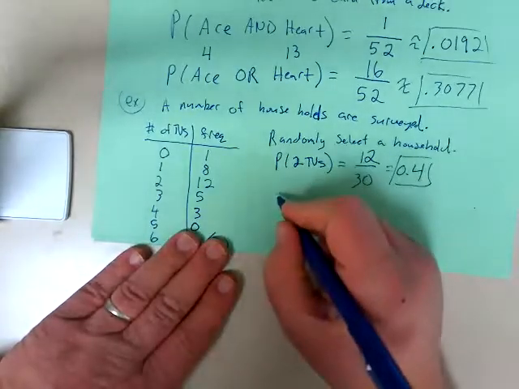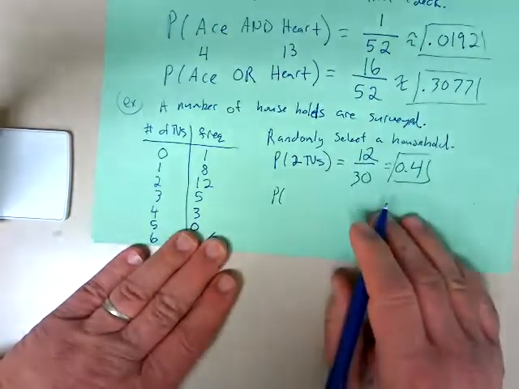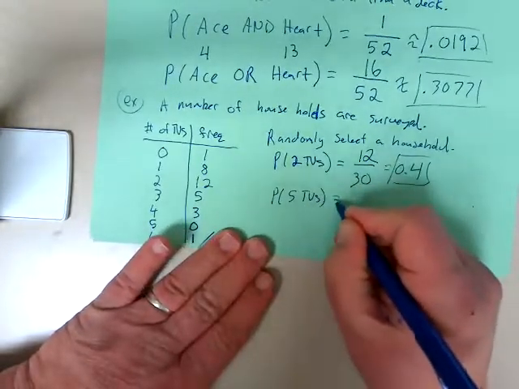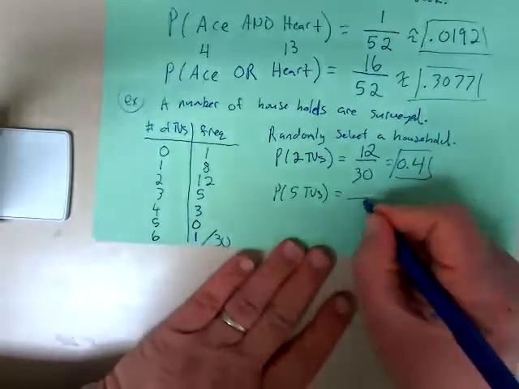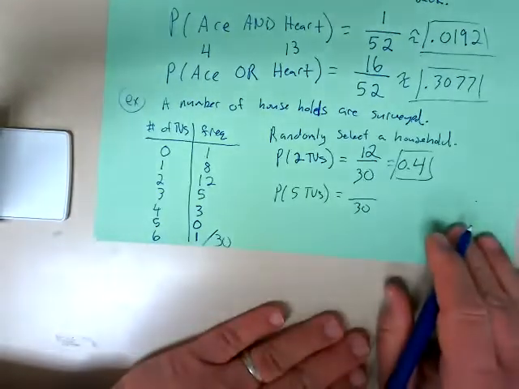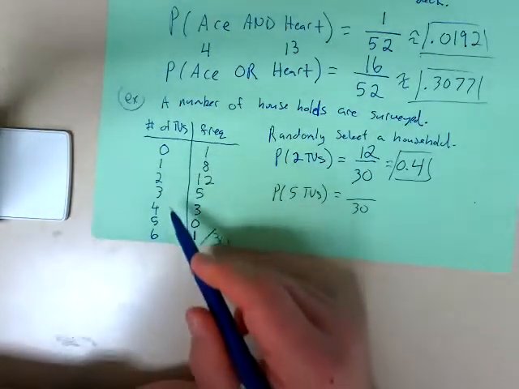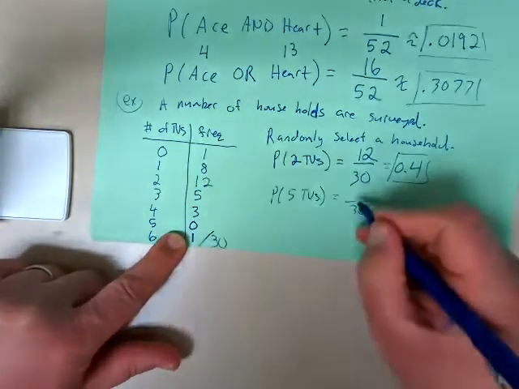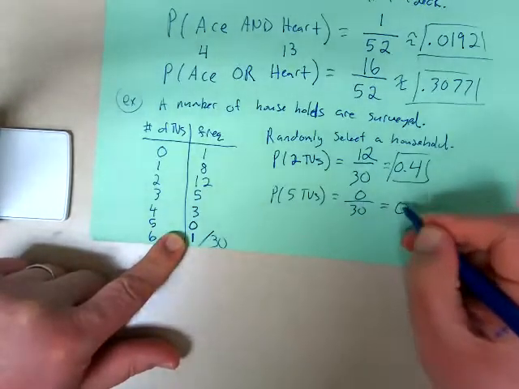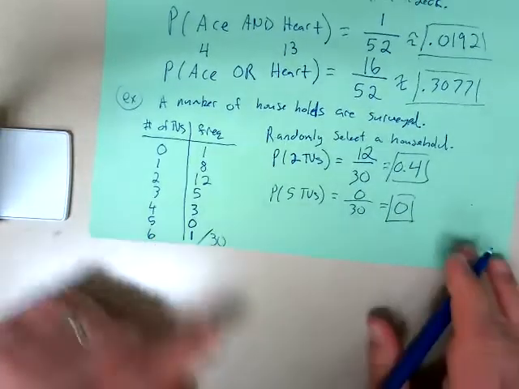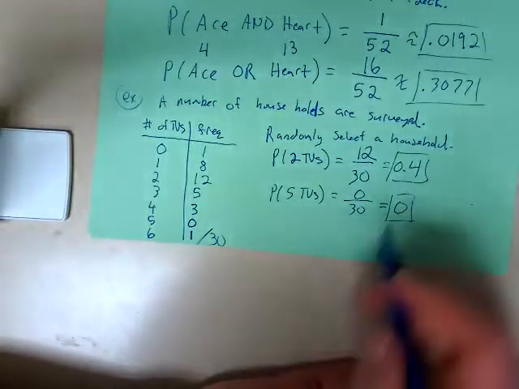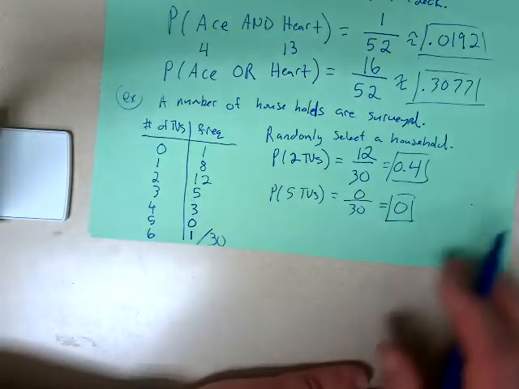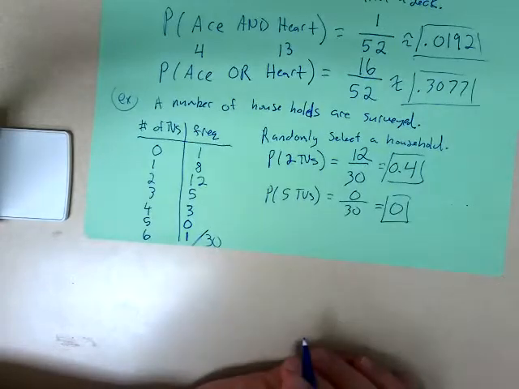I could ask other things. What's the probability that they have 5 TVs? Okay, well, still 30 households. And then I got to go to my table and see how many have 5 TVs, and none of them do. So I got 0 out of 30, and I get a probability of 0. In other words, that's an impossible event. And that makes sense because none of the names in the hat are going to say 5 TVs, because none of the households had 5 TVs.